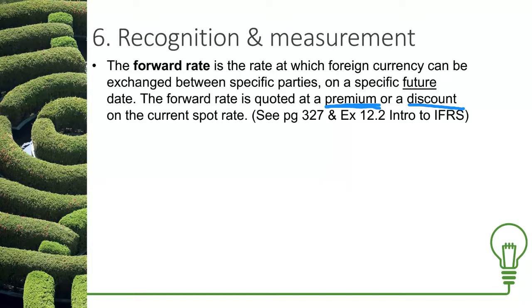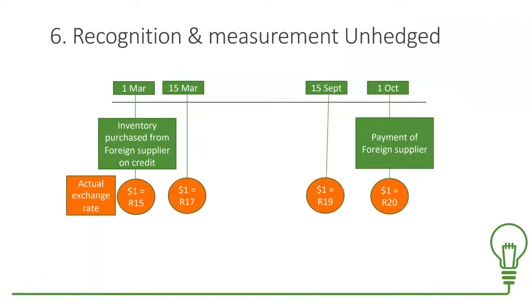All you need to know is that I'm going to give you the forward rate in your tests and exams, and you're going to use that rate to calculate the changes in the FEC, right? So let's have a look. Let's try and picture this, right? The first thing is we look at unhedged items, right? And you guys are familiar with unhedged items because we did unhedged items before the test, right? So let's just assume this is a hypothetical scenario.